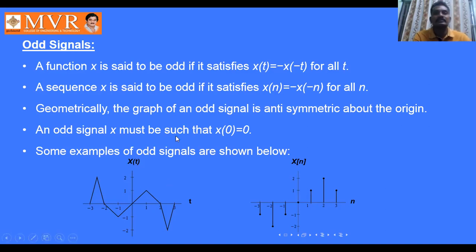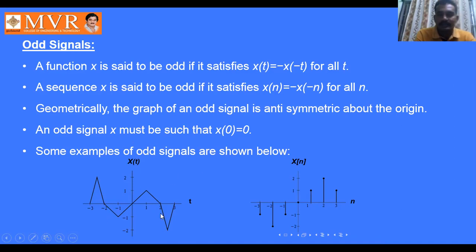Suppose a function x is said to be odd if it satisfies x of t equal to minus of x of minus t for all values of t. Similarly, a sequence x is said to be odd if it satisfies x of n is equal to minus of x of minus n for all values of n. Geometrically, the graph of an odd signal is antisymmetric about the origin, whereas the graph of an even signal is symmetric about the origin. See, an odd signal x must be such that x of 0 equal to 0.